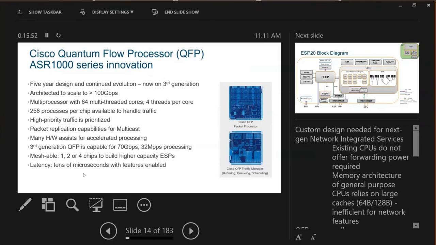Latency is very low. There is a feature called packet trace, or the feature invocation array trace, FIA trace, where you can check what interval of time is being spent on a particular packet in the ESP, and it will be very low, in tens of microseconds. It gives lower latency and higher throughput. So this is about the QFP innovations from the earlier models.